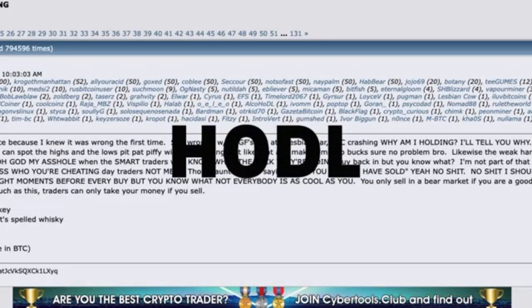Cryptocurrencies are a risky and volatile asset class. While buying and holding Bitcoin is a well-known strategy, it's not foolproof. Additionally, the buy and hold strategy may not be suitable for all cryptocurrencies.